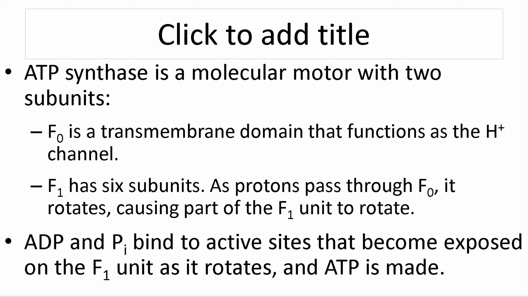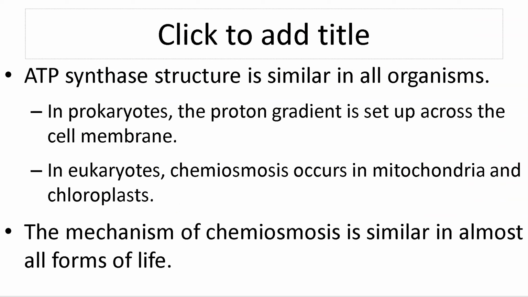Okay, so ATP, yeah, it's a very complex molecule, but similar. ATP is similar in all organisms. Again, when you see this phrase right here, think evolution, common descent. The proton gradient is set up across the cell membrane. Chemiosmosis happens between those specialized organelles in eukaryotes. So it's similar in almost all forms of life. Again, big idea one, evolution, okay?